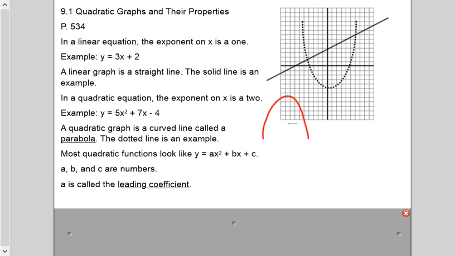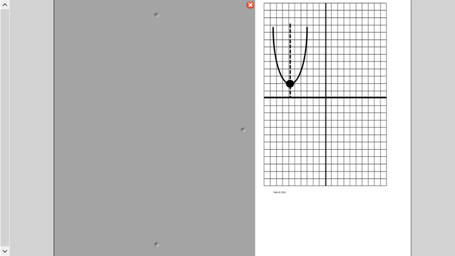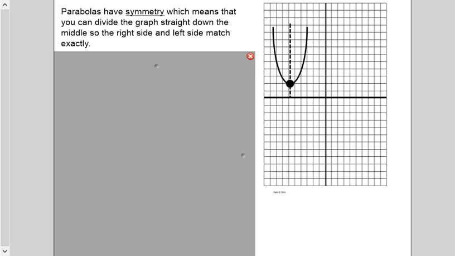The number that's in the a spot has a special name. It is called the leading coefficient. Coefficient just means number in front of a variable, and they call it the leading one because it's at the front edge of the problem. So a is the leading coefficient. I'll talk about the leading coefficient a lot more in the next couple of screens. We've got a graph up there. No problems right now at the beginning of this lesson.